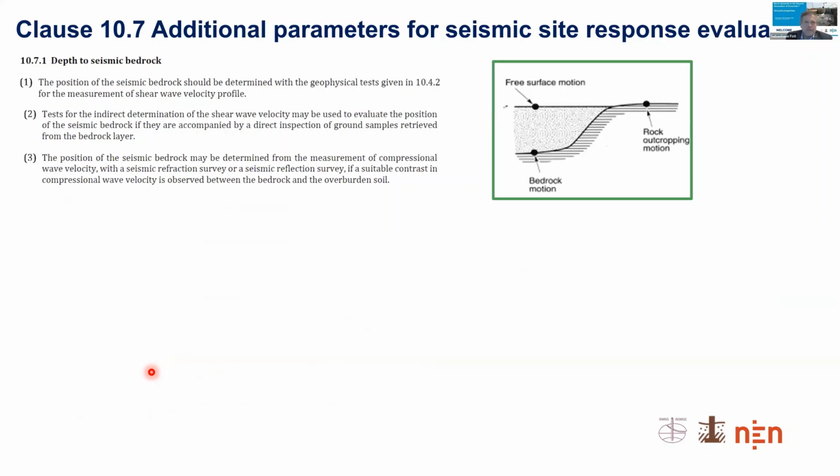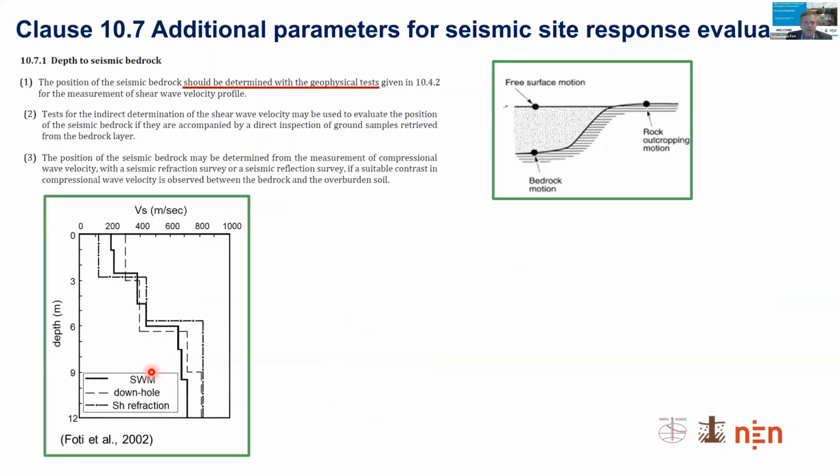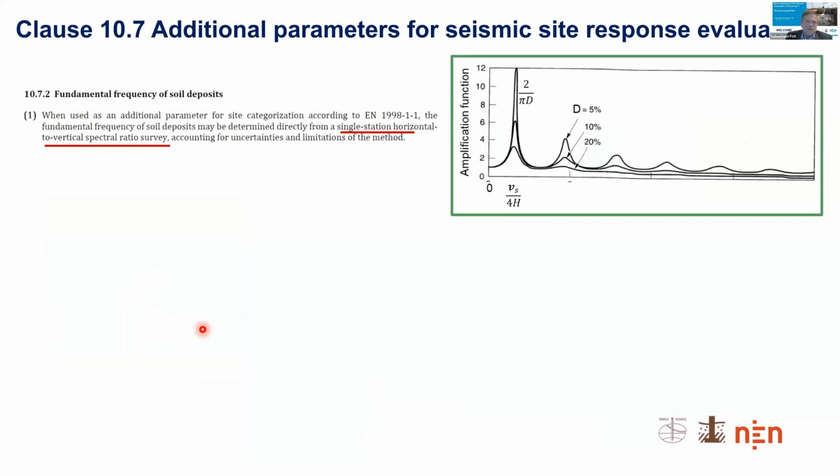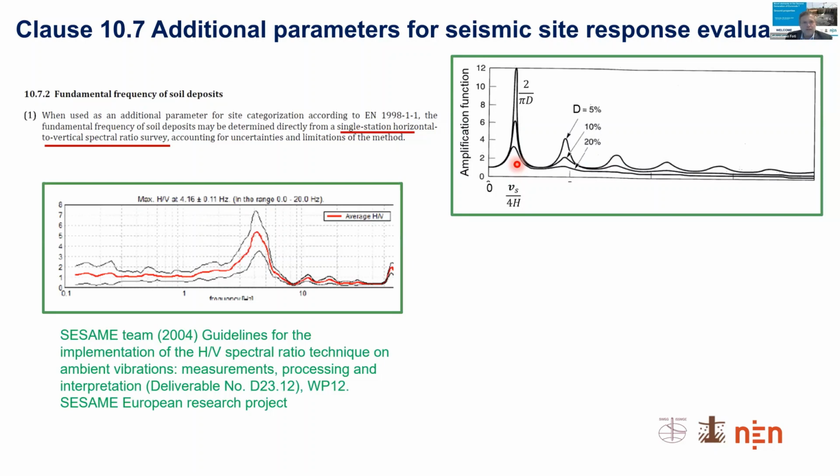One important aspect for seismic characterization is the evaluation of the position of the seismic bedrock. In this respect, it is stated that we should make use of geophysical methods that allow us to evaluate the shear wave velocity to identify the seismic bedrock. Alternatively, we can also use compressional wave velocity whenever we have a good contrast in terms of stiffness between a soil deposit and the underlying bedrock. And the fundamental frequency of the soil deposit is an important parameter for seismic site response. There is an opening to the possible use of the single station horizontal to vertical spectral ratio survey that is often used for a direct determination of the fundamental frequency. Here you have guidelines that can be used in this respect.